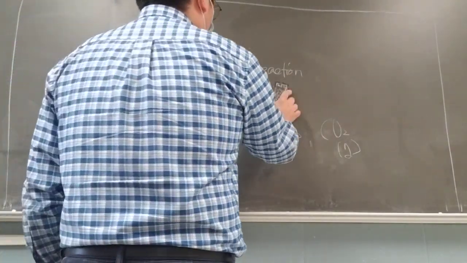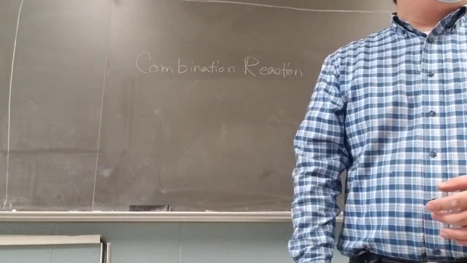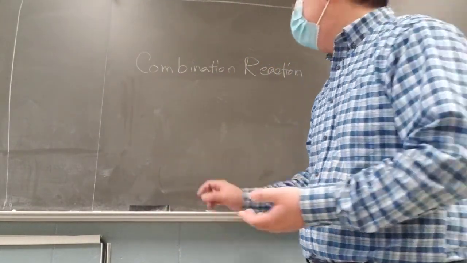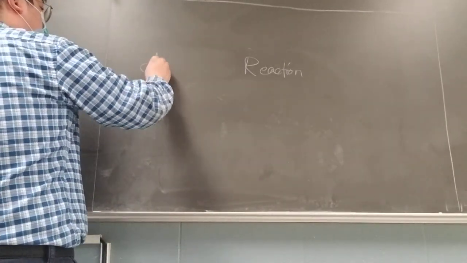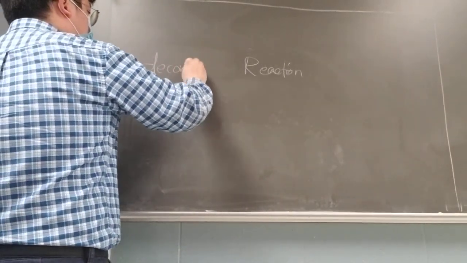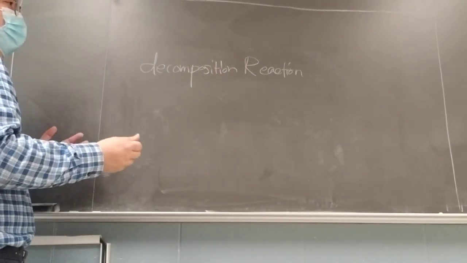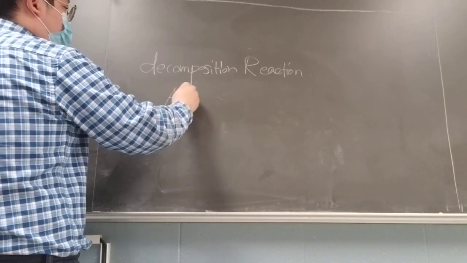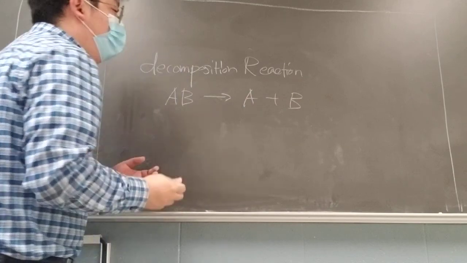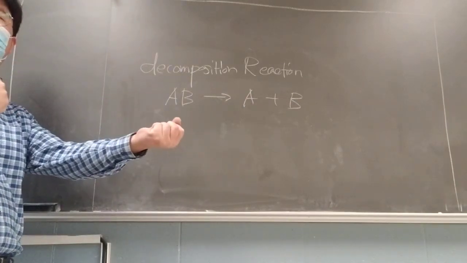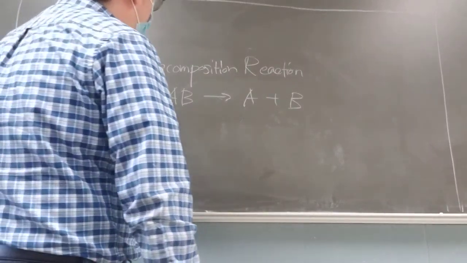Alright, so if that is the case, you're thinking about, can it go the other side? Yes, we can. We call this decomposition reaction. So it's literally going backward. So we're actually going from AB now making A plus B. So now they're breaking apart as separate compounds.